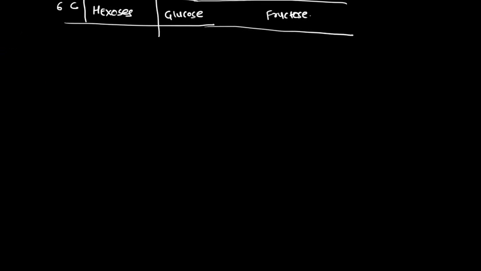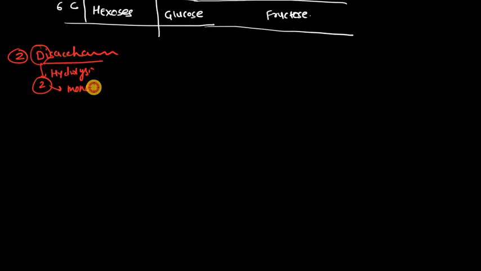Now let us look at the disaccharides. Our second group is disaccharides. As in the name, di means two. So on hydrolysis, the disaccharides give two monomer units. Let us look at the examples.